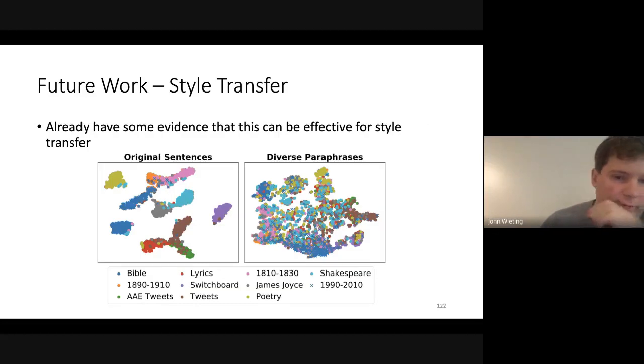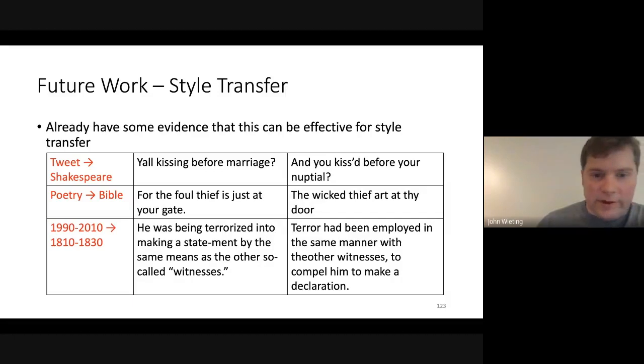We do have a little bit of preliminary results on playing around with this, where this diverse paraphrasing kind of messes up the original sentence space, allowing some text normalization, which lets you do style transfer in a different kind of way. So here are some examples that we already have. Tweet to Shakespeare, poetry to Bible. These are pretty impressive, and this is just a starting point, but it all hinges on this diverse paraphrasing where you can renormalize the text.